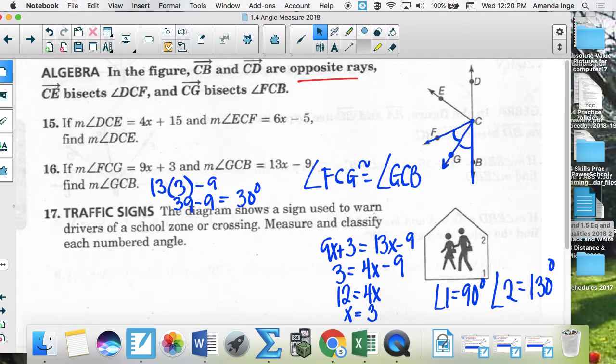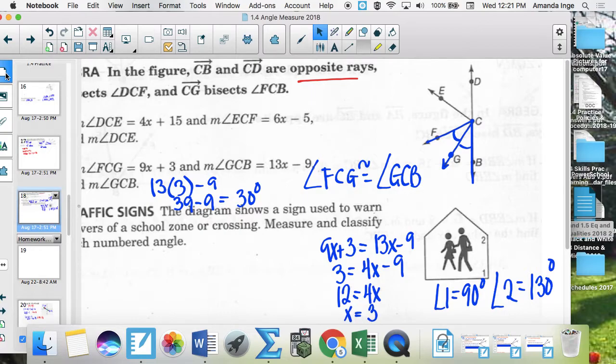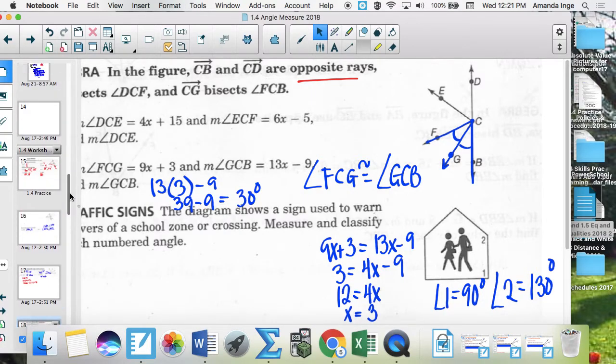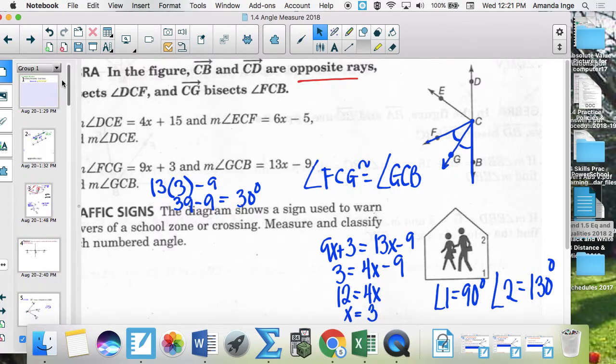I don't think there's any more left on there. 30's the answer. Did everybody get 130? Yeah. It was 17. So we skipped 16. No, we just did 16. Come on, Jeff.